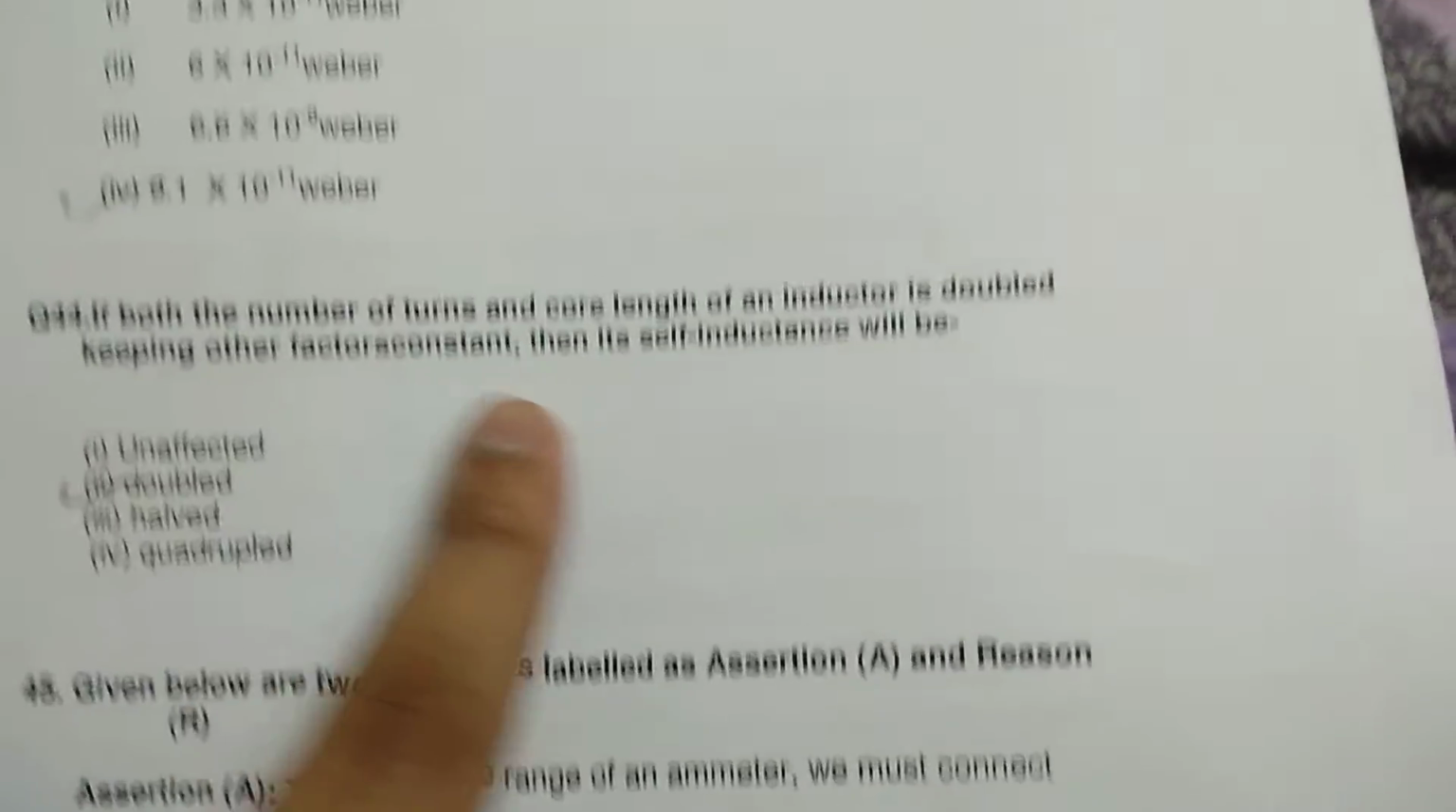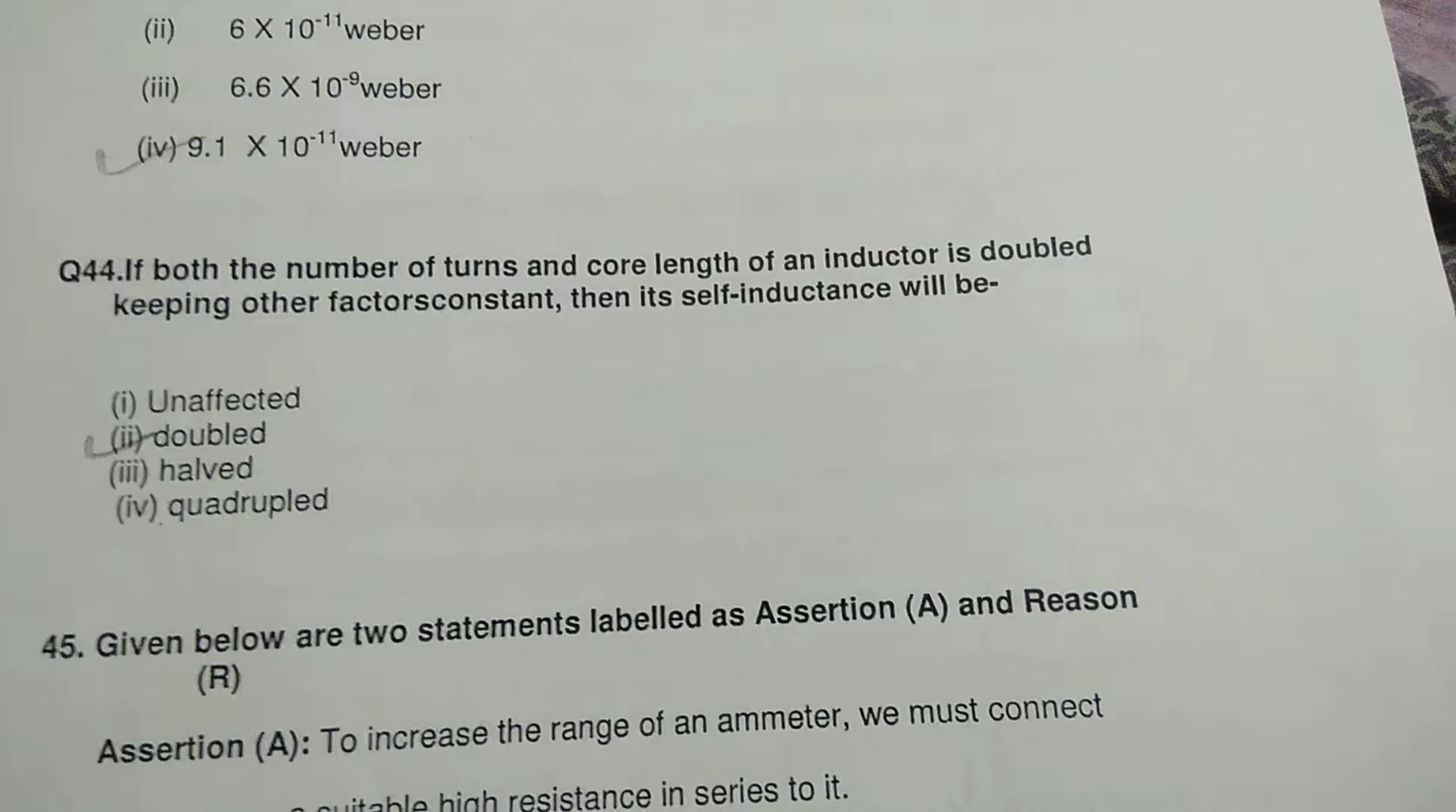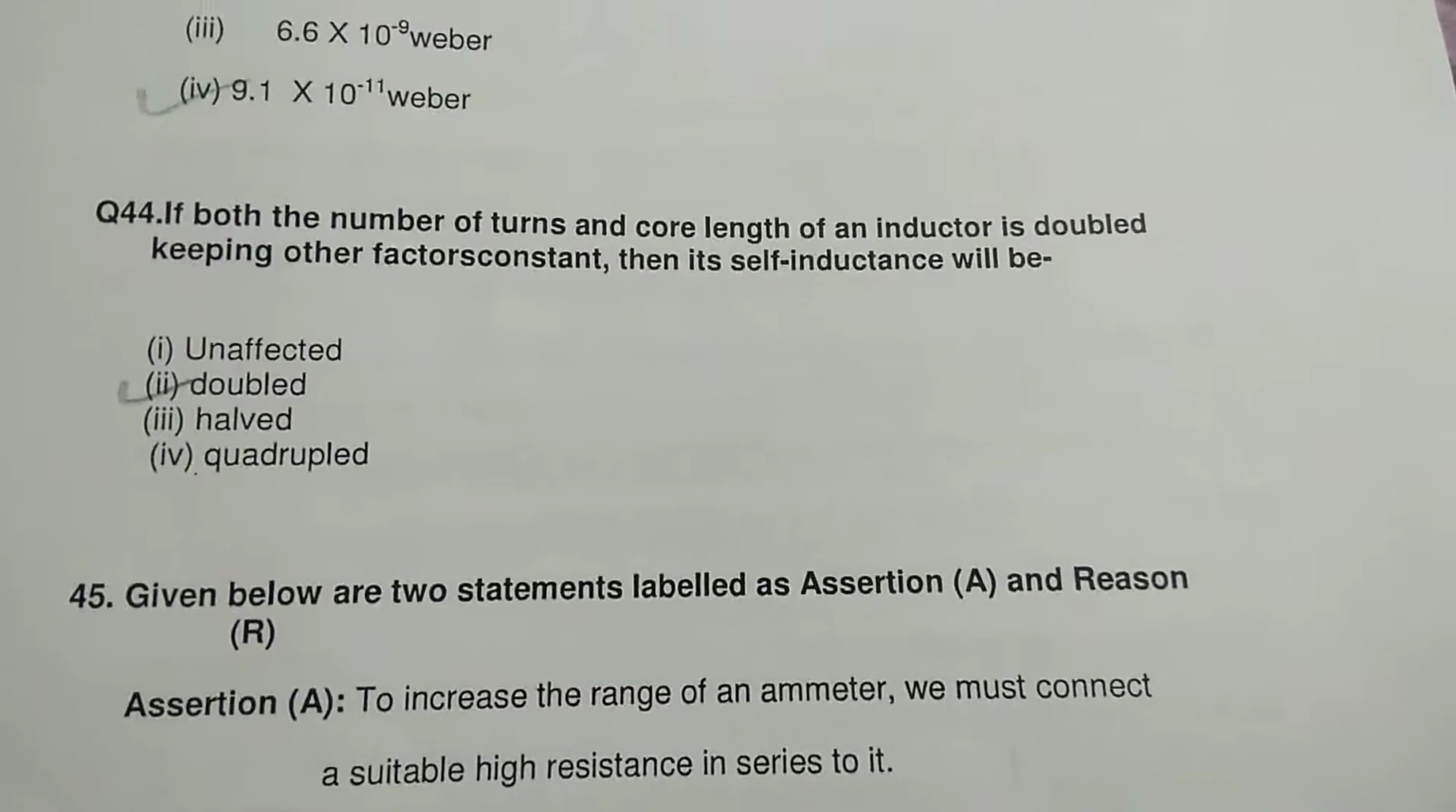Next is, if both the number of turns and core length of an inductor is doubled, keeping other factors constant, then its self-induction will be. I'm extremely sorry for this because it will take a lot of time. You can just check it out, otherwise I'm not doing this question. I'm sorry for this. Just 4 questions I'm skipping. Actually 4 questions. Yeah, no problem.